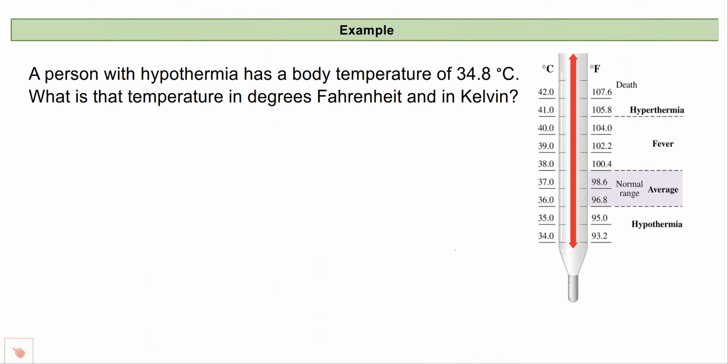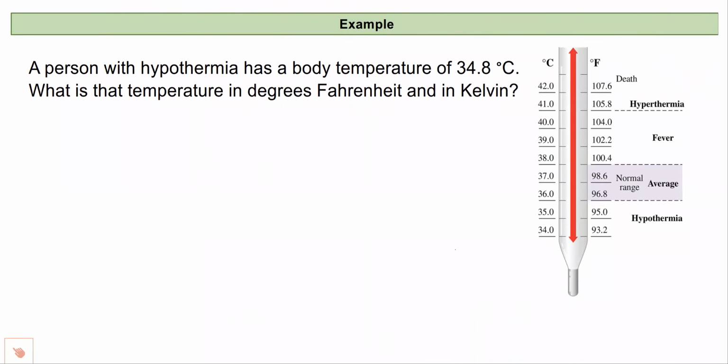Let's do a little example together. If you want, take a moment to pause the video and try it on your own. And I'm now going to walk through the solutions. We have a person with hypothermia that comes into a hospital. They have a body temperature of 34.8 degrees Celsius. What does that mean in Fahrenheit? And what does that mean in Kelvin?